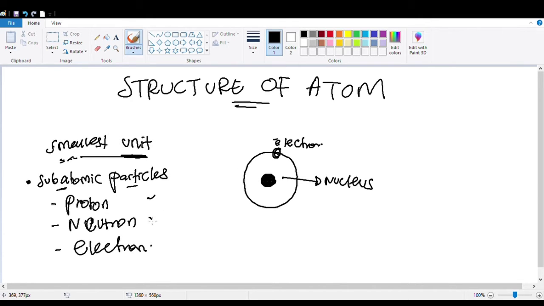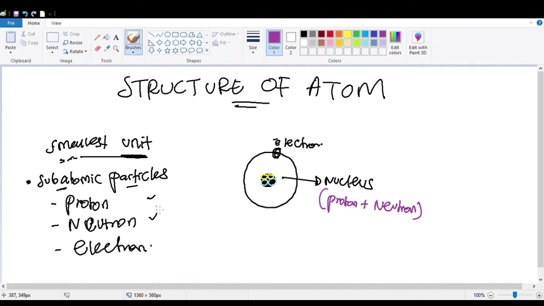Where do the proton and the neutron take place? The proton and neutron take place in the nucleus. So the nucleus is made up of proton and neutron. Okay, so this is the structure of atom. The atom has the core, the nucleus that consists of proton and neutron, and the electron moves around it, and it has orbit, the track for the electron to move around.